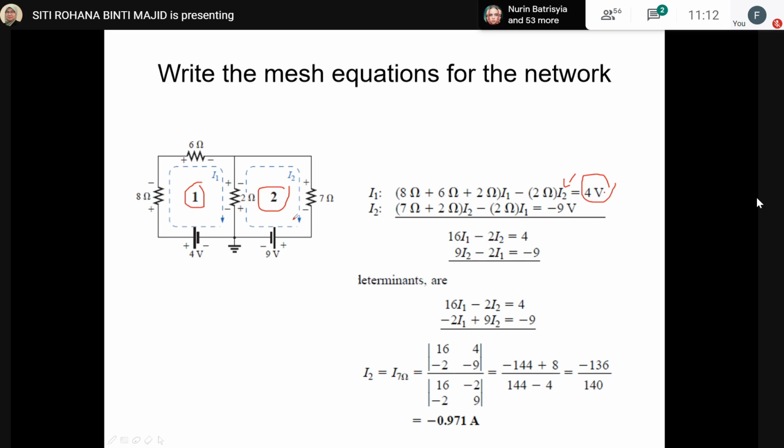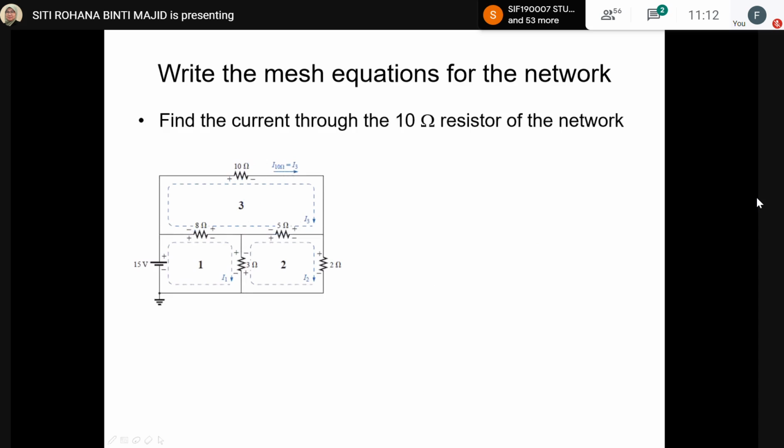And why negative 9 volt? Because it falls at the positive terminal here. Then you get the two equations here. Finally you can calculate using simultaneous equations, or you can calculate using Cramer's rule, and finally you will get I2 equals negative 0.97 ampere.